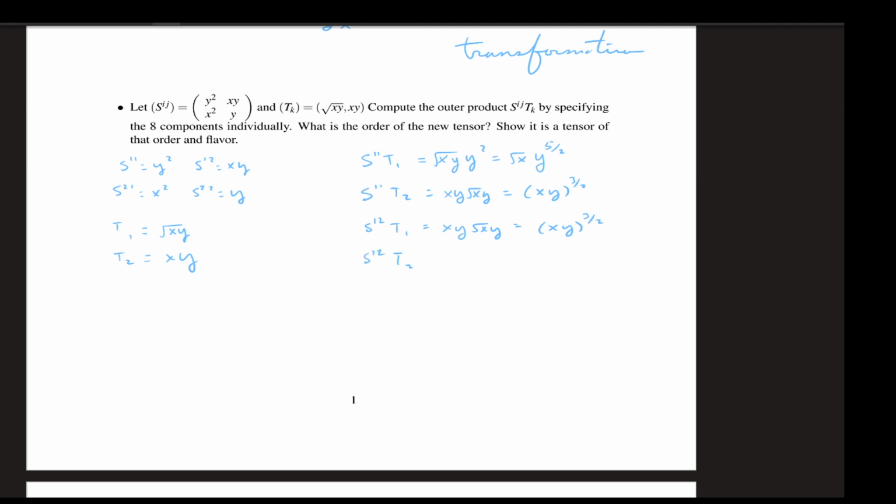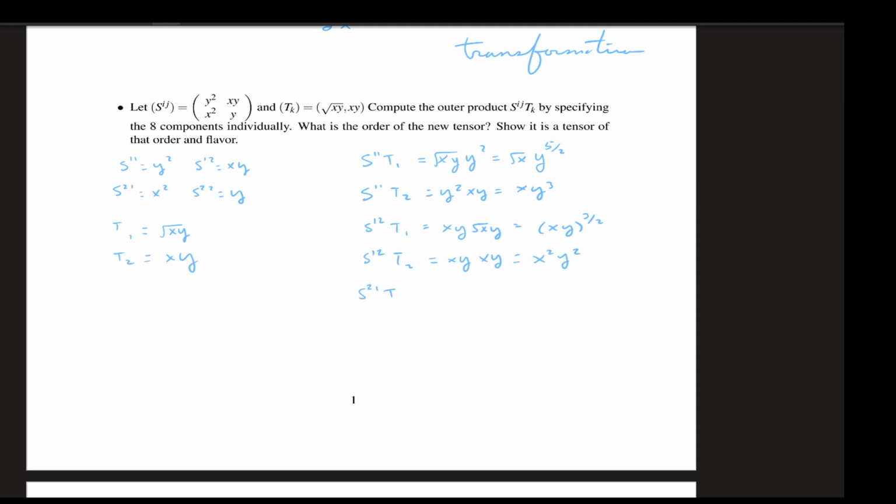S12 T2 equal to xy, hold up, this one's wrong. S11 T2 should have been xy times xy, which would be x squared y squared, sorry. Now S12 T1, I'm sorry, it should have been y squared times xy, which would have been xy cubed. And then S12 T2 should be xy times xy, x squared y squared.